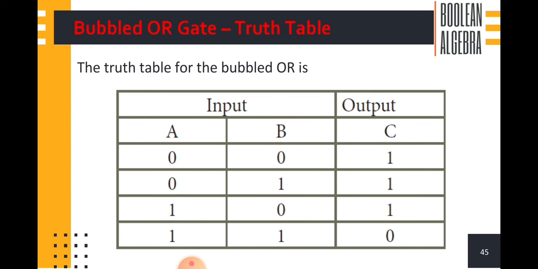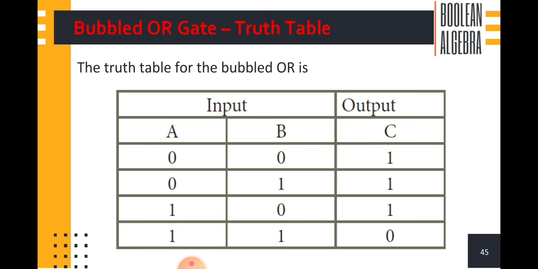Now we can see the truth table for the coupled OR gate. We have two inputs, A and B, so four combinations of values are possible: 0 0, 0 1, 1 0, 1 1. See the output: when the input is false, the output is true. So for 0 0 we get the output as true, for 0 1 we also get the output as 1, for 1 0 we get the output as 1, and for 1 1 we get the output as 0. That is, when both the inputs are true, the output is false. Otherwise, the output is true.